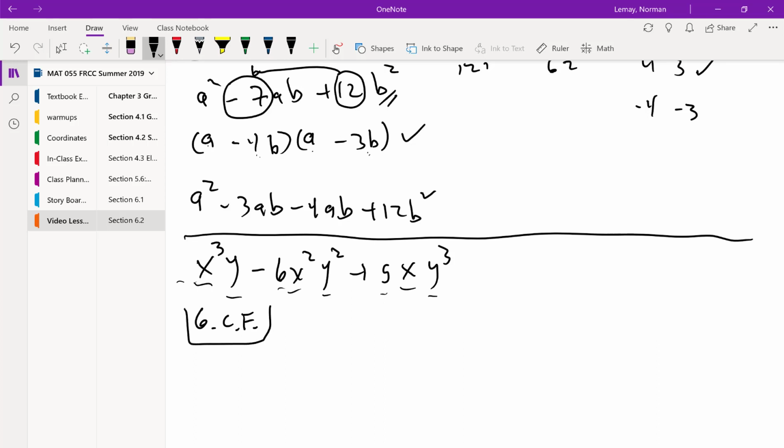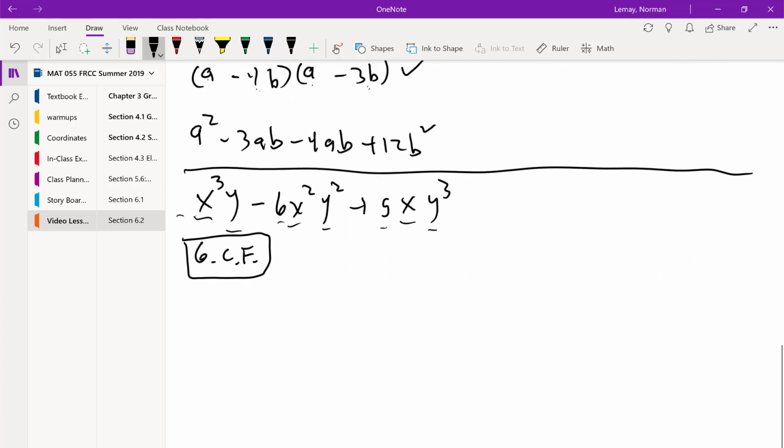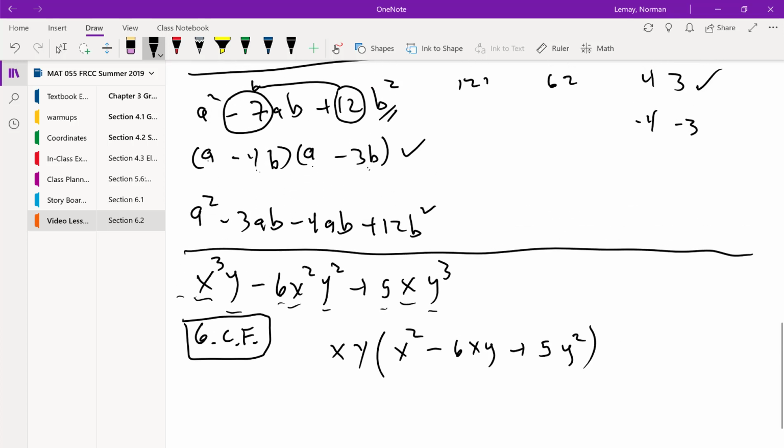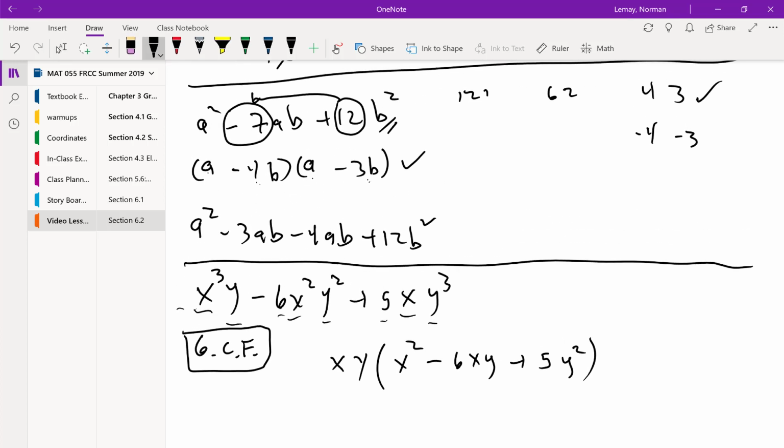And technically I should go back and ask on all of those other ones, was there a greatest common factor? But since it was in that particular form, we don't really have to ask that question. But here we got all kinds of craziness going on. So let's just take a look. It looks to me like I can pull an x out and a y out. So when I pull an x out, notice I get x squared minus 6xy plus 5y squared.